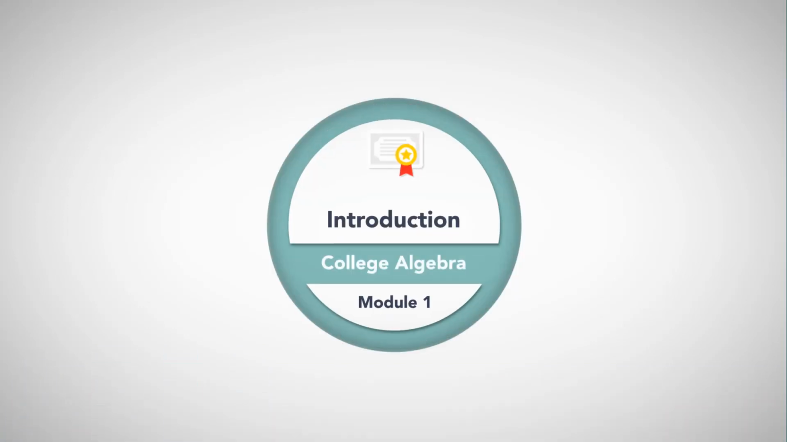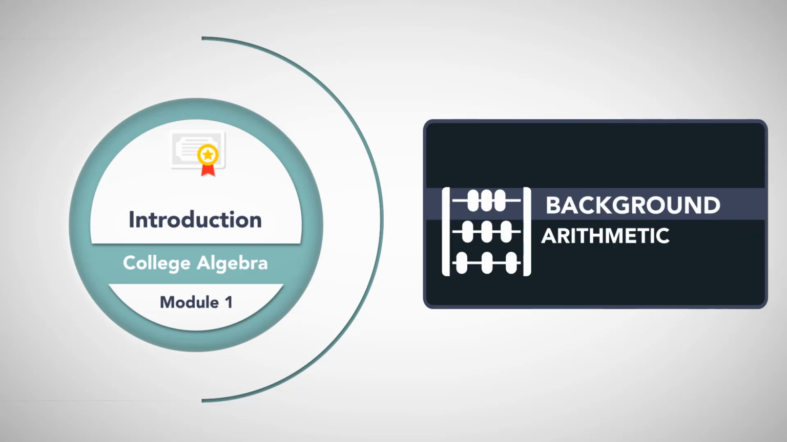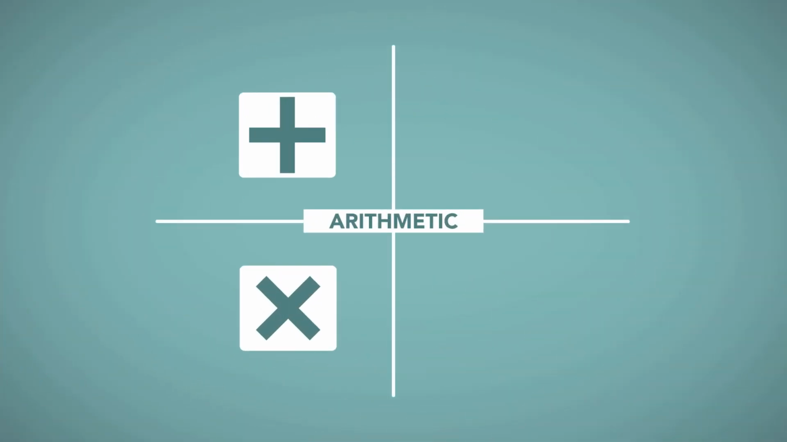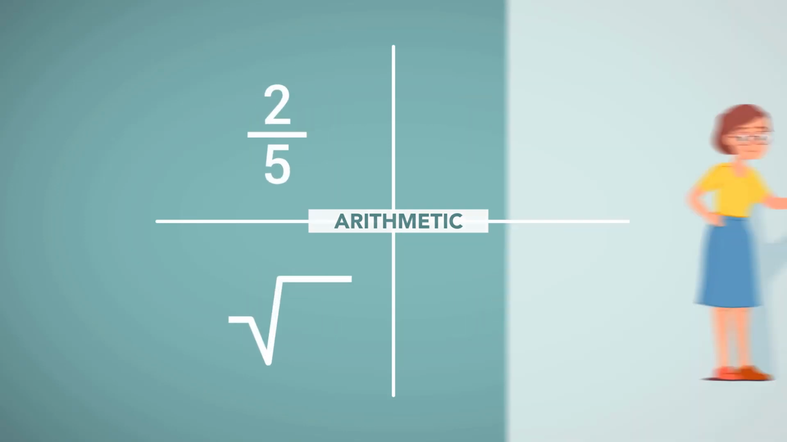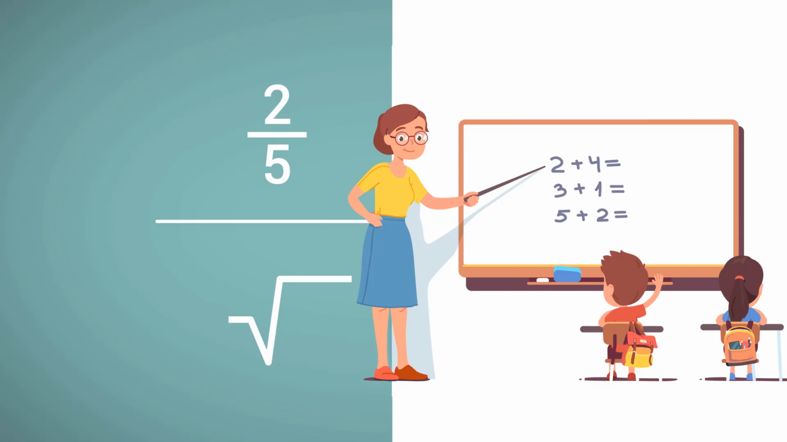What is algebra? What does algebra deal with? And what will we learn in this course? Let's first start with arithmetic. In school, you learned how to add, multiply, subtract, and divide numbers. You may have learned about fractions, radicals, and other operations between numbers.